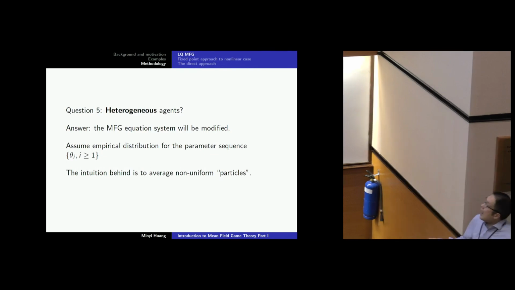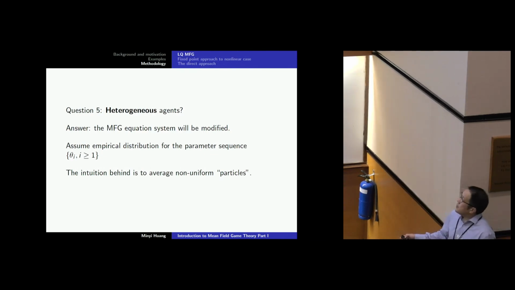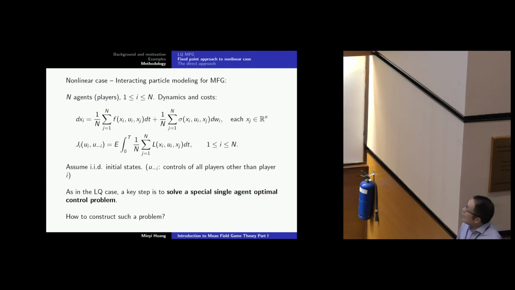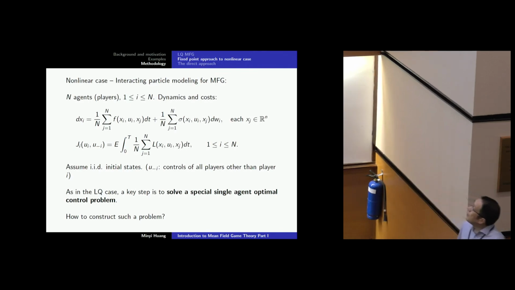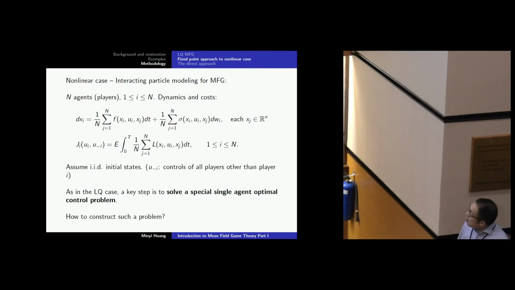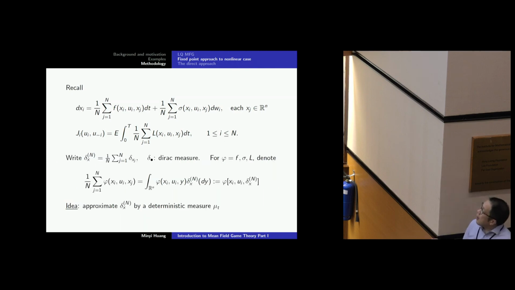Question 5, heterogeneous agents. The answer is yes. We can generalize the equation a little bit, and we can do it. And we can also further generalize to more difficult models. For reasons of time, I will skip this part. I will move it to the lecture of tomorrow, but I can display the main result.